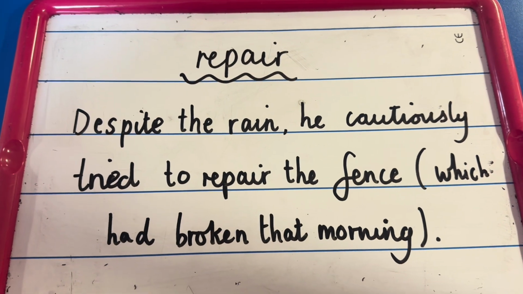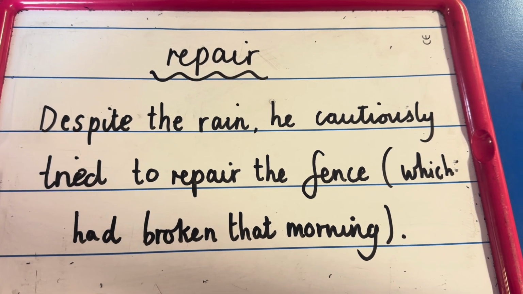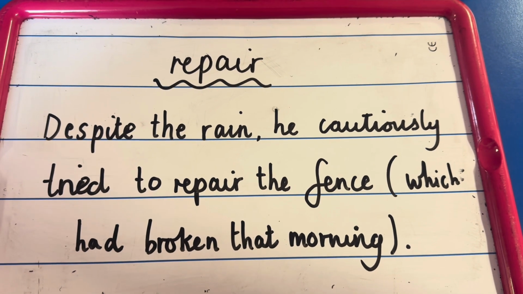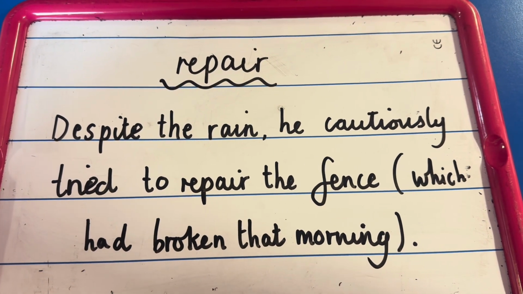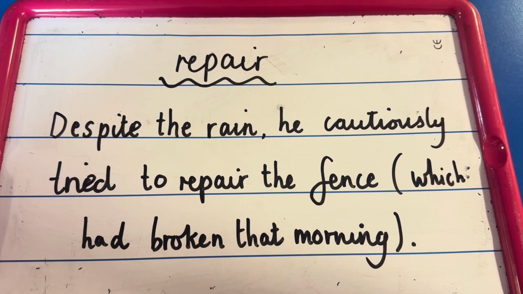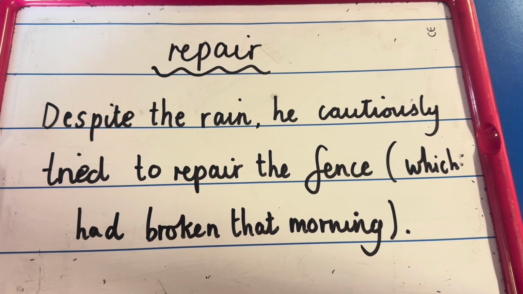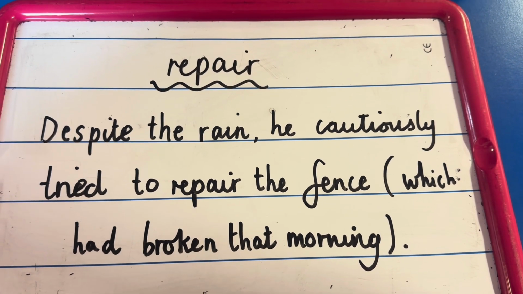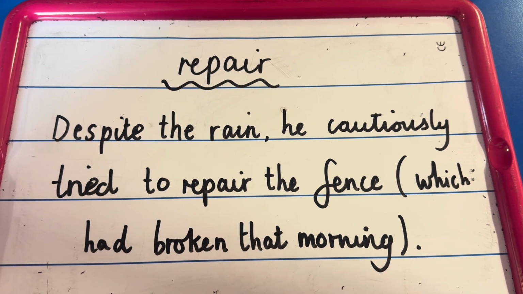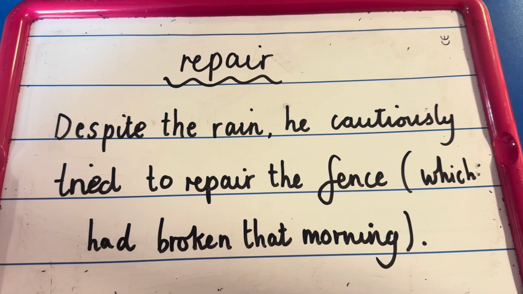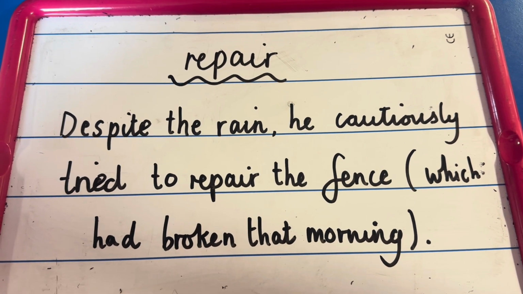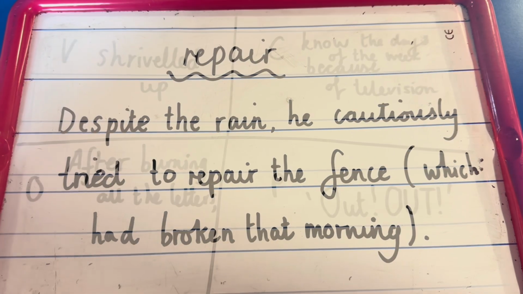So despite the rain, he cautiously tried to repair the fence which had broken that morning. So we've tried to use an interesting opener by starting with despite. We've got some good vocabulary there by using the word cautiously, and we've also included some punctuation with brackets giving us more information about what had happened. This is an activity that, although it helps your children practice their spelling words, they can also develop their writing skills, which will help them in their learning at school.